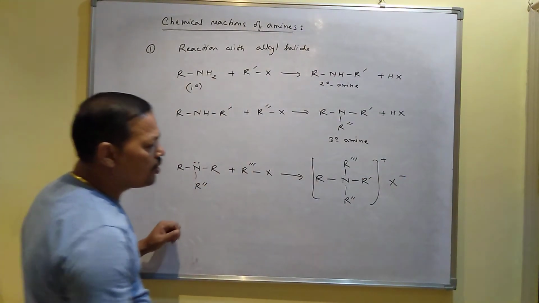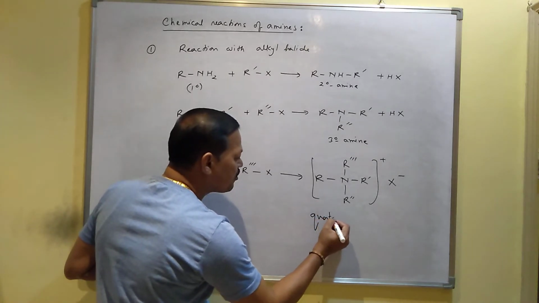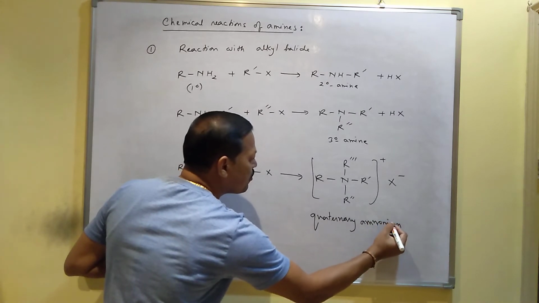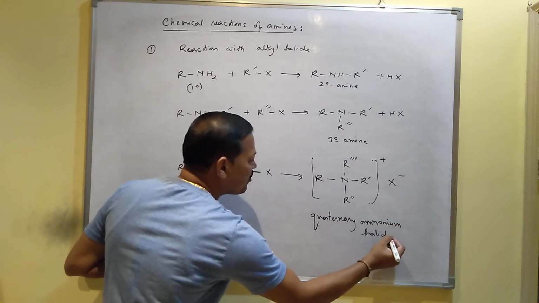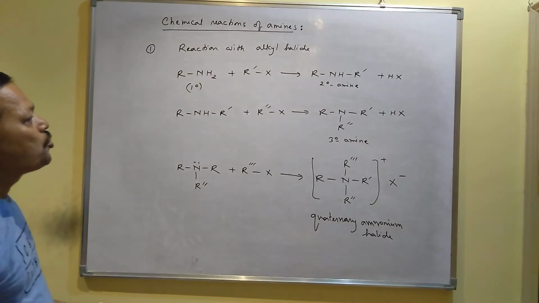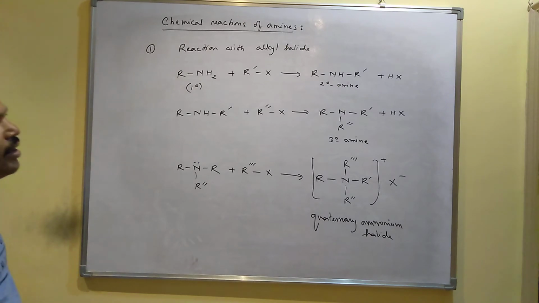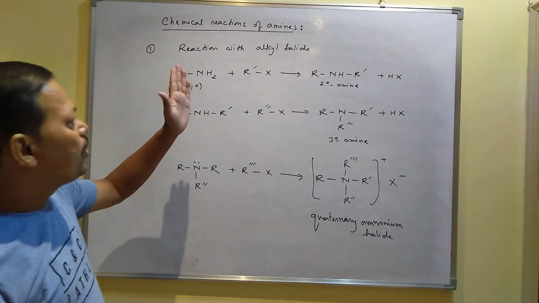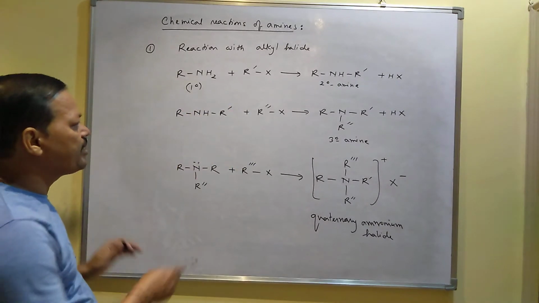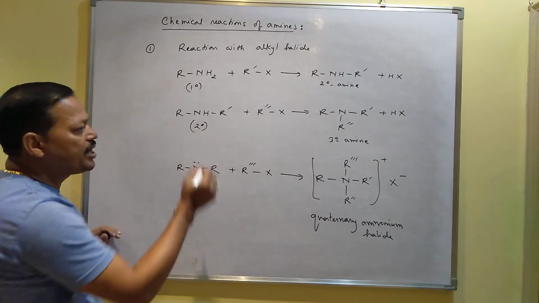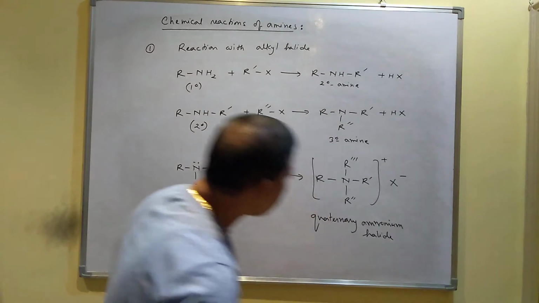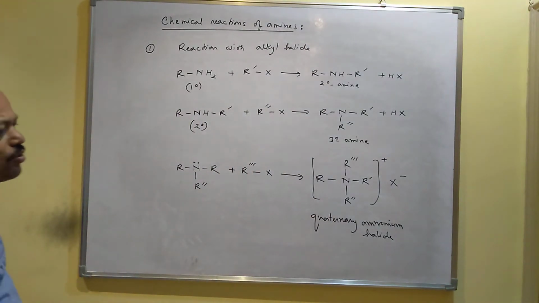I mean, it produces salt, and this is called quaternary ammonium halide. X is said to be halide. If X is chlorine, then you can write chloride, bromide like that. So when amine reacts with haloalkane, if the amine is primary, it will be converted to secondary, and when secondary reacts with another haloalkane, then it will convert to tertiary amine, and when tertiary amine reacts with another haloalkane, then it will convert to quaternary ammonium halide or quaternary salt.